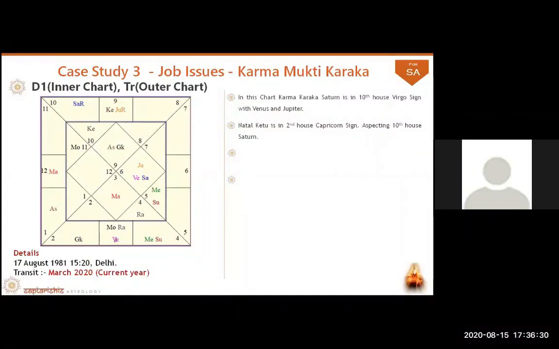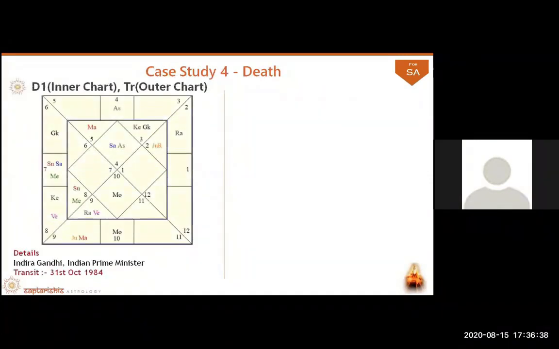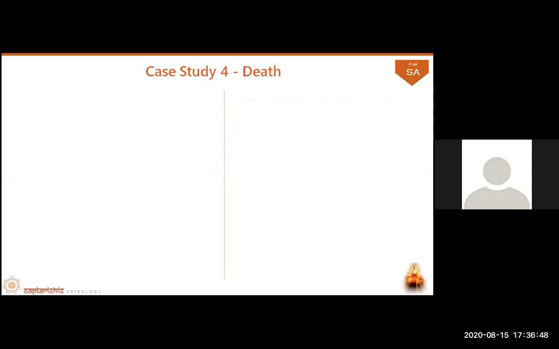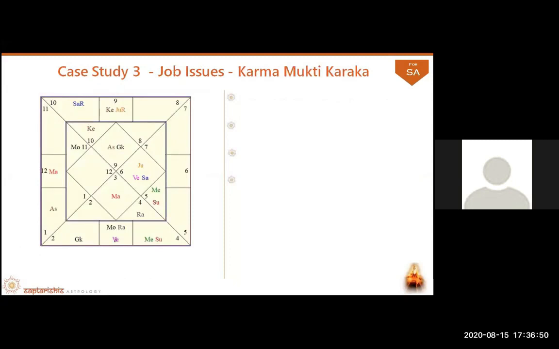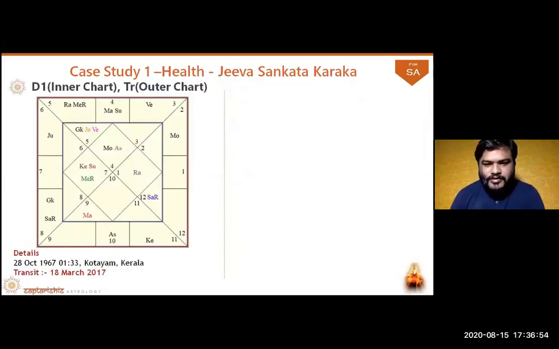There is one very interesting question, from Sanam. When we are speaking about karma mukti, is it only loss of job, or, because we are also talking about death at that time, how do we differentiate between the two? See, it's very easy. Let me explain this.